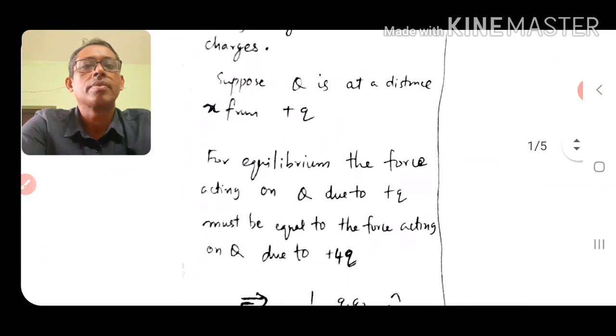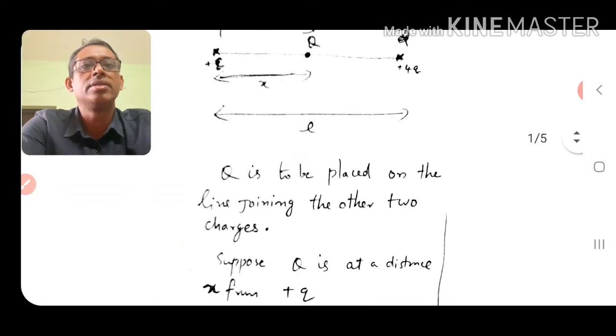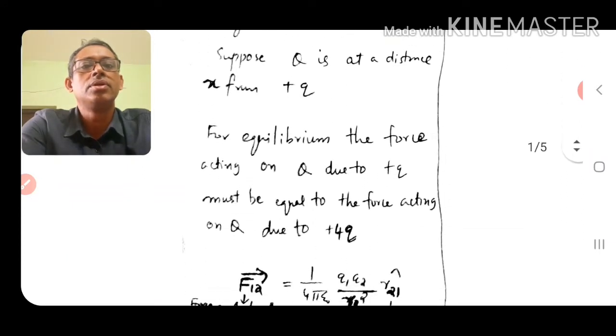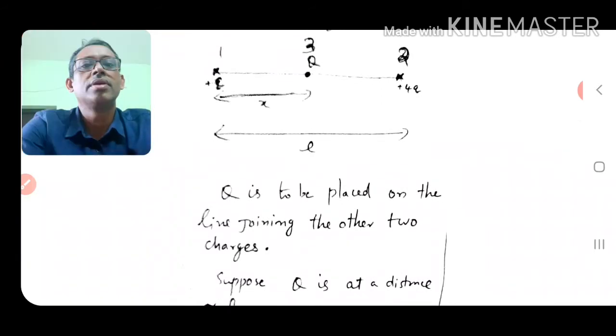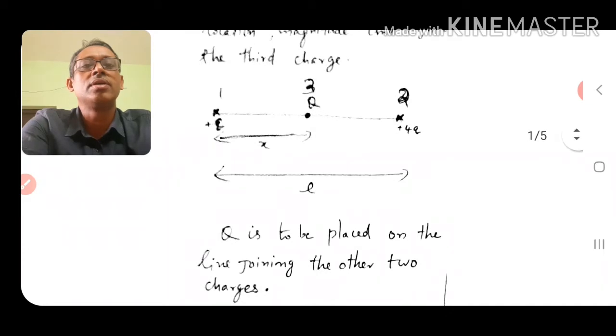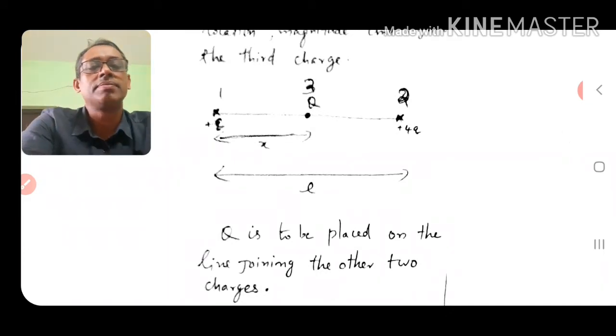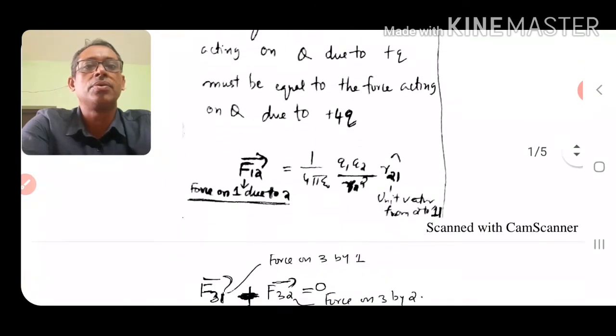Now for equilibrium, the force acting on the third charge q, due to the first charge and the second charge, has to be equal to 0. The sum of the forces acting on the third charge due to the first charge plus q and the second charge plus 4q must be equal to 0.